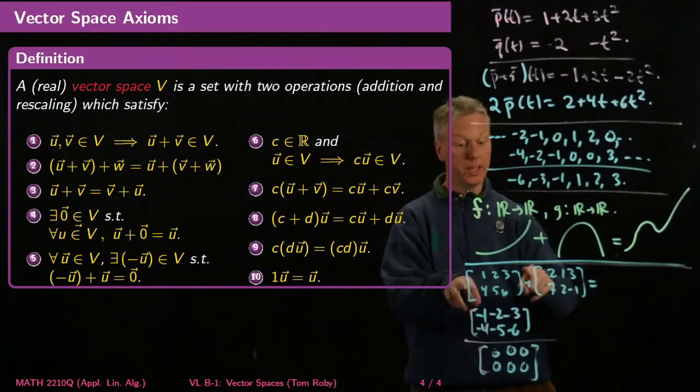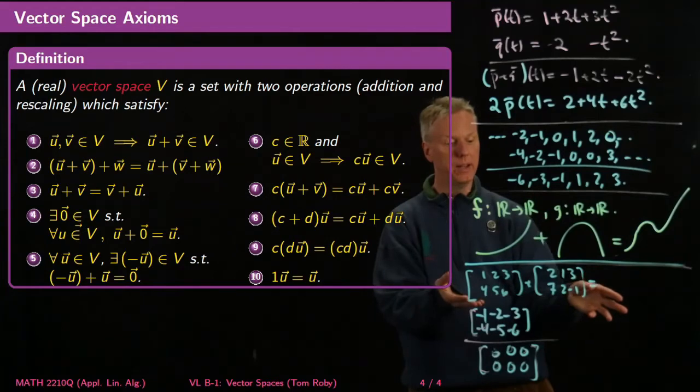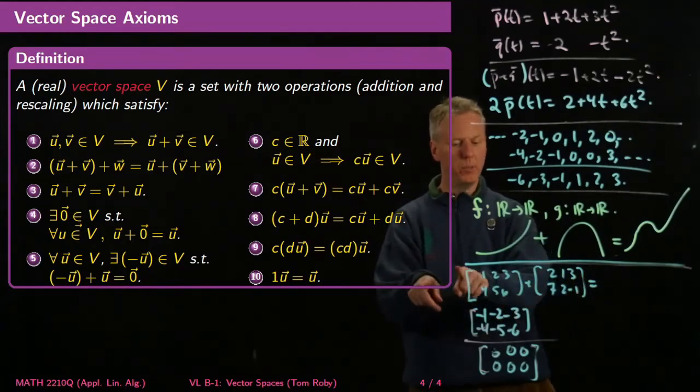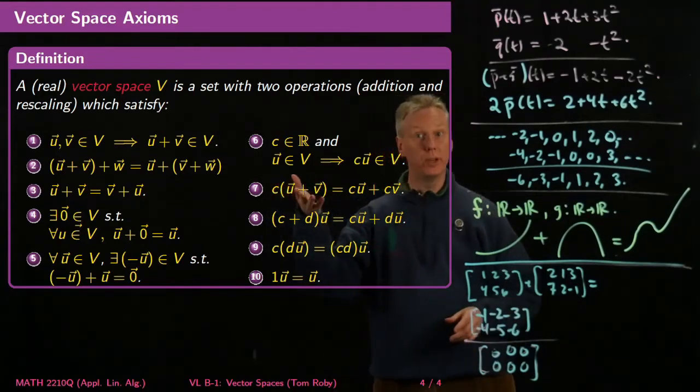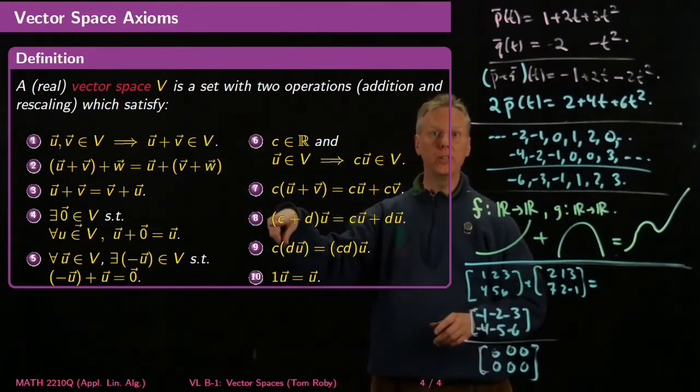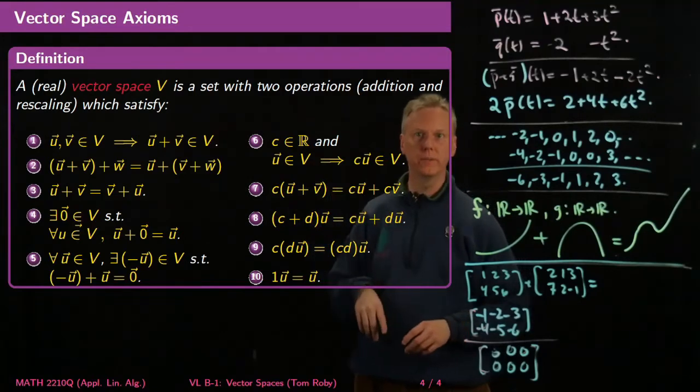And if I add those things, you'll see that you get exactly the same thing as if you had just added them and then multiplied the 2 outside. So that's what this one says. It's a kind of distributive property. It says that scalar multiplication distributes over vector addition.